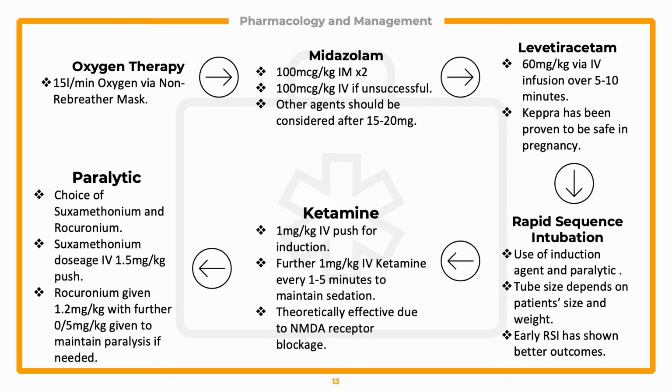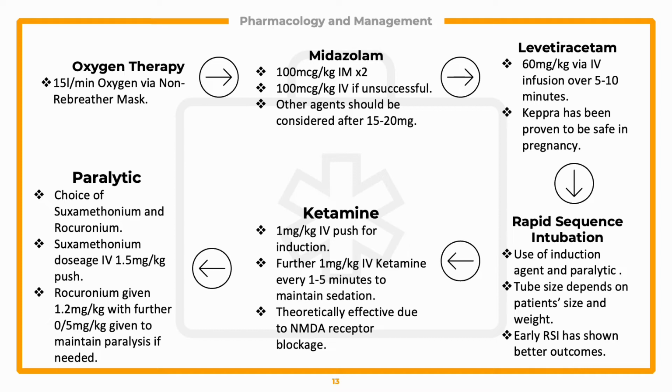If this does not work, further doses of 100 mics per kilo intravenous midazolam should be attempted. There isn't a maximum dosage for this. However, other agents should be considered when reaching the 15 to 20 milligram range, as the effectiveness of midazolam will decrease at this point. This is due to the decreasing number of GABA receptors on which midazolam works.